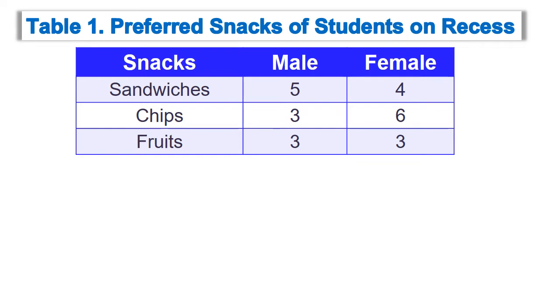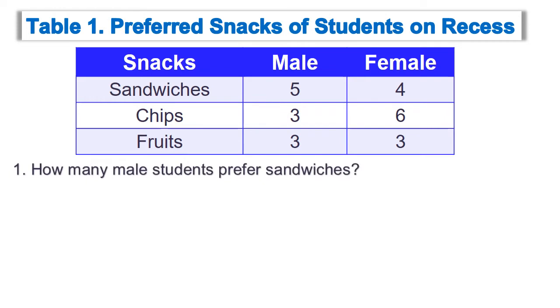Here is example number one. Preferred snacks of students on recess. Question number one. How many male students prefer sandwiches? So, we have to analyze the data. Let us consider what variables are considered in this question.